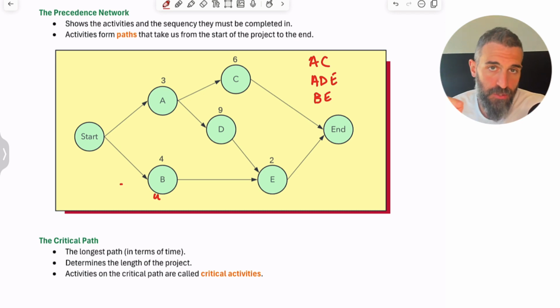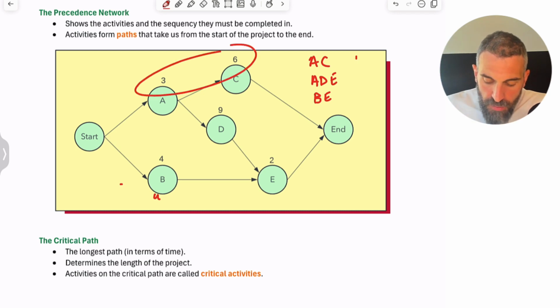One path in particular is the most important. It's called the critical path. The critical path is the path with the longest duration, the path that is going to take the most amount of time to complete. And you determine that just by adding up the times of each activity. So for example, AC is going to take you 9 weeks.